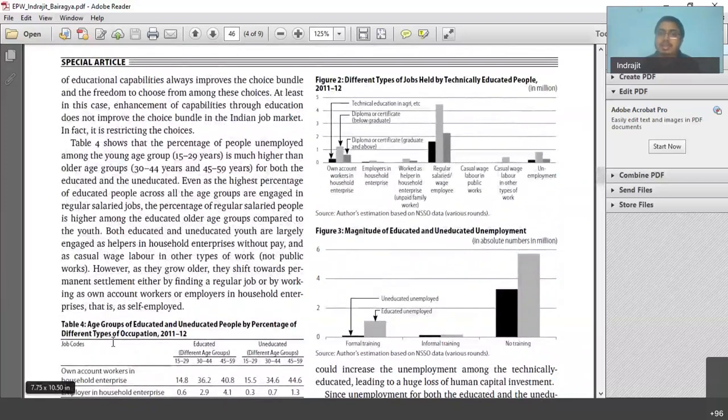But one initiative from the government side is to enhance employment for both educated and unemployed based on skill development. And here, on skill development, we have just tried to conduct an analysis of the unemployment rate and the different types of work status among these different types of technically educated.